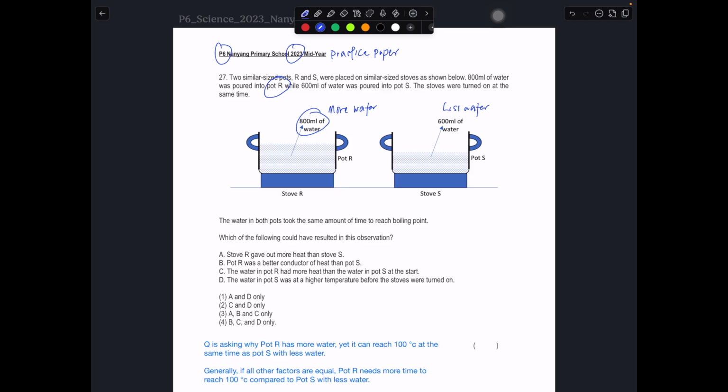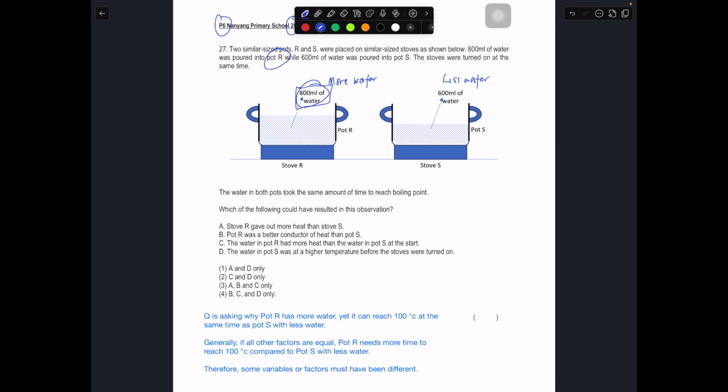So generally, if you have more water, you will need more heat to reach the boiling point as compared to the one with less water. So in this case, which of the following could have resulted in this observation? How come they reach the boiling point at the same time? Basically the question is really asking you, why R has more water yet it can reach 100 degrees at the same time as pot S with less water?